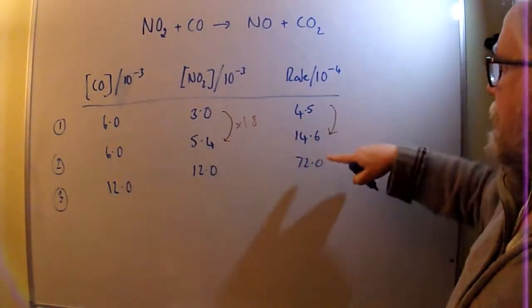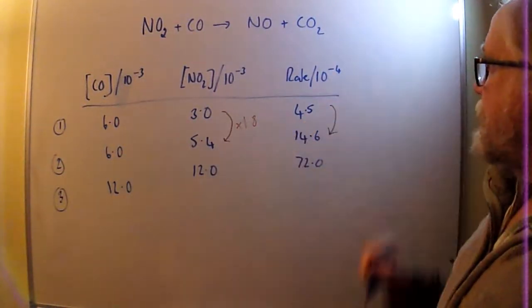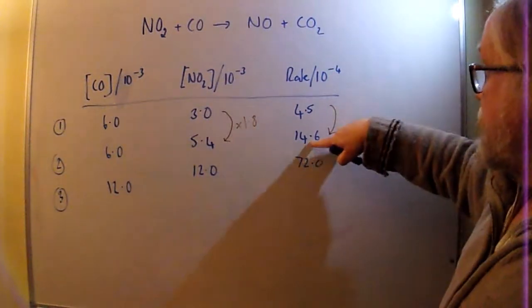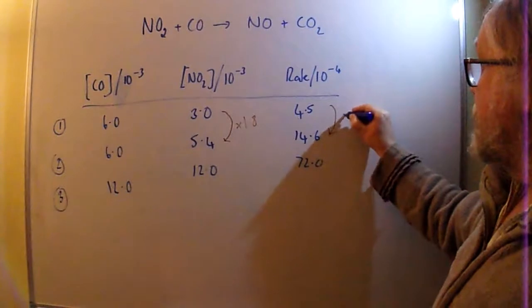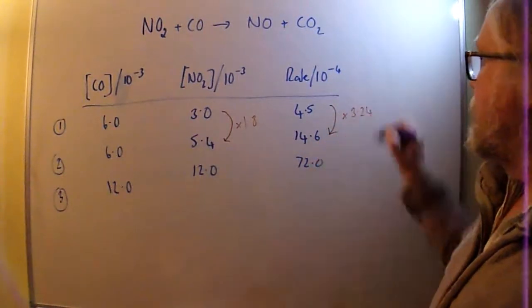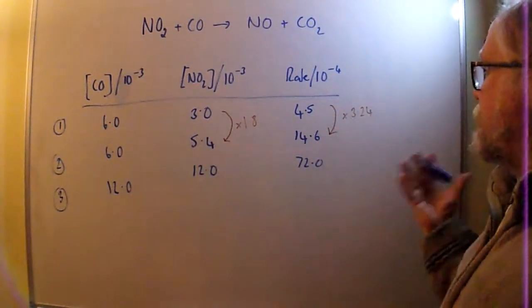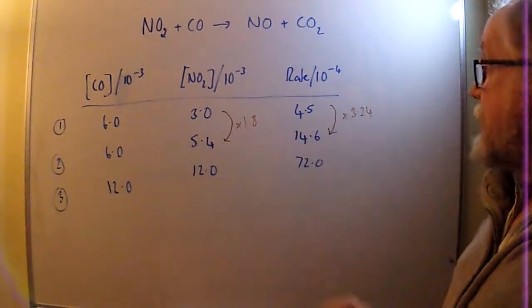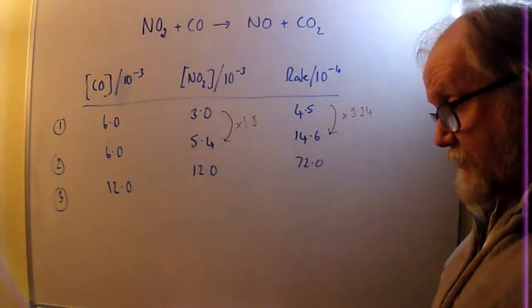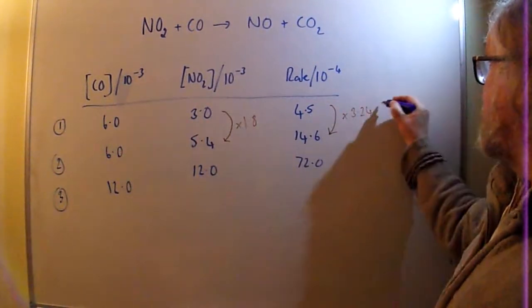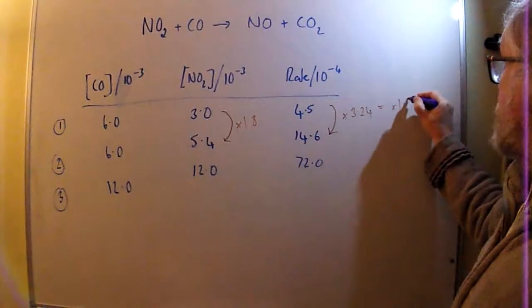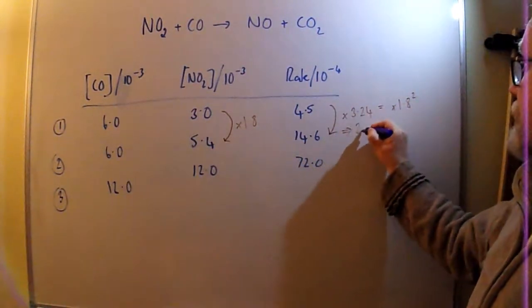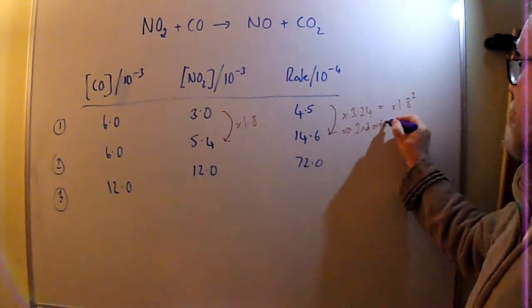If this was 0 order, the rate would stay the same. If it was first order, it would change by 1.8. In reality, 14.6 divided by 4.5 is ×3.24. But of course, you can work out what that is because you just say, well, if it's second order, it should change by 1.8 squared. And if you do 1.8 squared, you indeed find that it's that. Okay, so it's ×1.8 squared. And that means that it's second order for NO2.